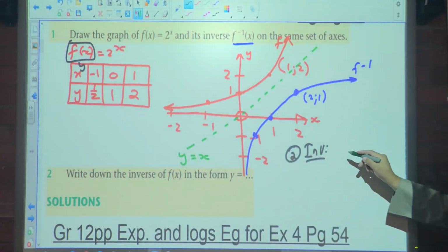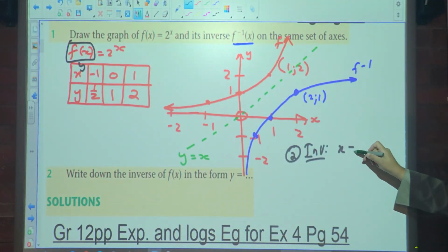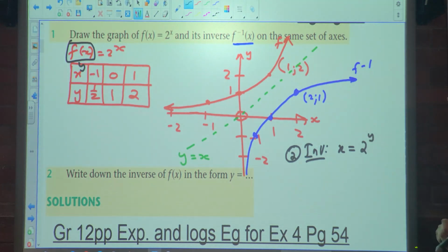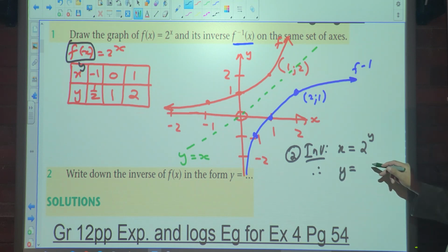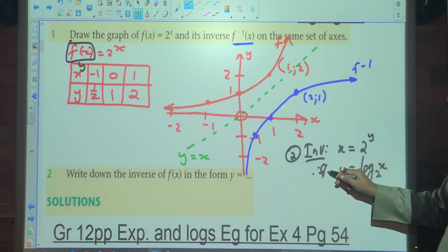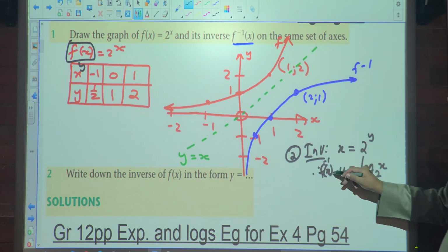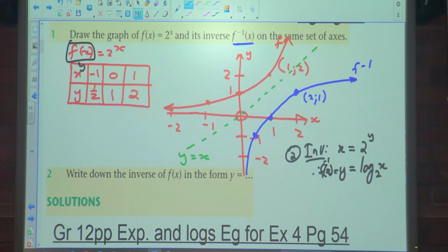So what's the inverse function? x is equal to 2 to the y. So you want to write this in log form, or make y the subject of the formula. Therefore y is equal to log x base 2. And that's the inverse of f. So therefore f to the minus 1 of x is equal to y, which is equal to log x base 2. Okay.